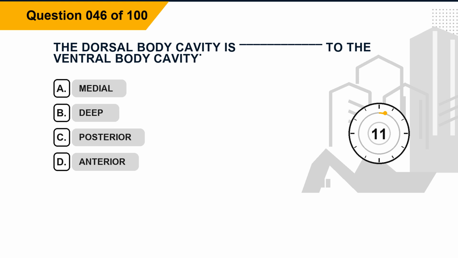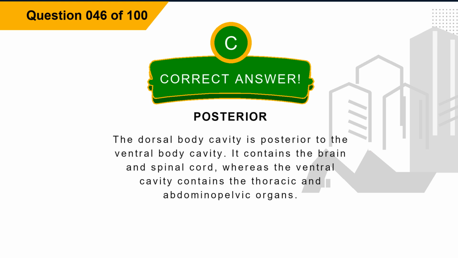Question 46. The dorsal body cavity is blank to the ventral body cavity. Option A, medial. Option B, deep. Option C, posterior. Option D, anterior. The correct answer is option C, posterior. Explanation. The dorsal body cavity is posterior to the ventral body cavity. It contains the brain and spinal cord, whereas the ventral cavity contains the thoracic and abdominopelvic organs.